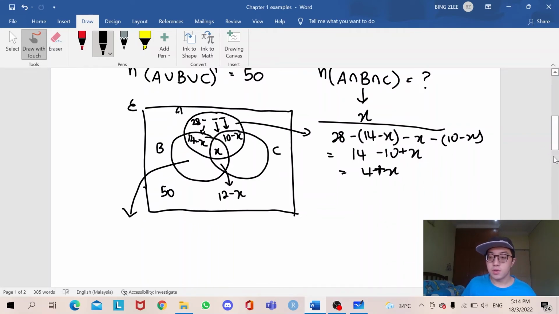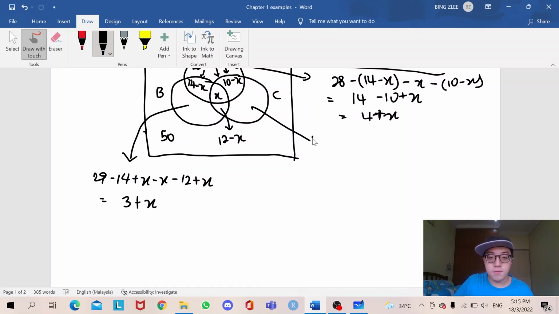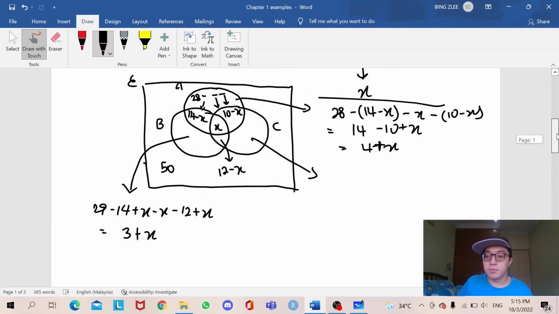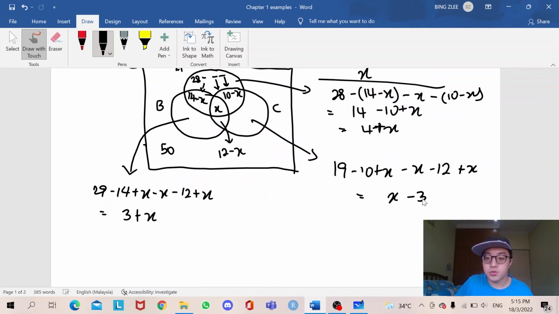So for B here, the number of elements of B is 29. So 29 minus (14 minus x) minus (12 minus x) minus x, which we will get 3 plus x. And last but not least, for the outside part of C here, we have the number of elements of C equals 19. So we will have 19 minus (10 minus x) minus x minus (12 minus x), which is equal to x minus 3.